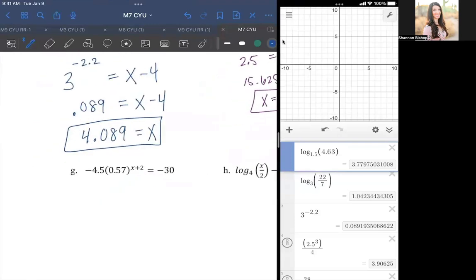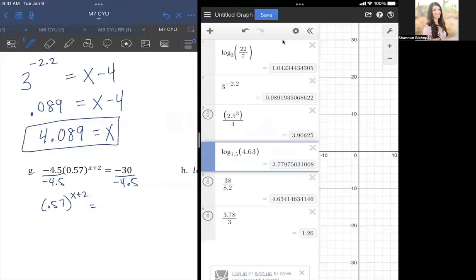Part G. Okay, what we have in part G is they've handed us an exponential. So you have bases, powers, and results. But what about the negative 4.5? He's none of the above. Get rid of him. Divide off that multiplier of negative 4.5. So now you'll have 0.57 to the power of x plus 2 is equal to, well, let's find out.